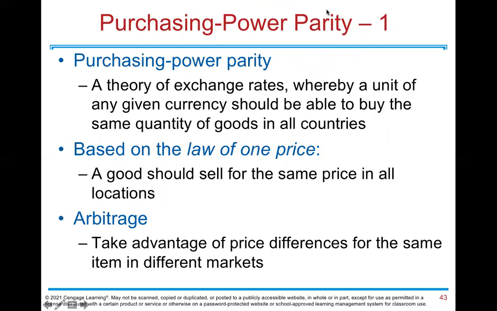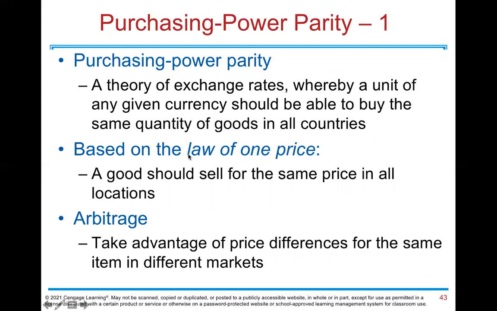Okay, so here's something that should happen but doesn't. And what it's saying is purchasing power parity: a theory of exchange rates whereby a unit of any given currency should be able to buy the same quantity of goods in all countries. That means that $1 in the US, which maybe buys you, let's first say, for example, a can of Coke, right, or a can of Pepsi, should buy you a can of Coke or a can of Pepsi in France or in Argentina or in Indonesia.